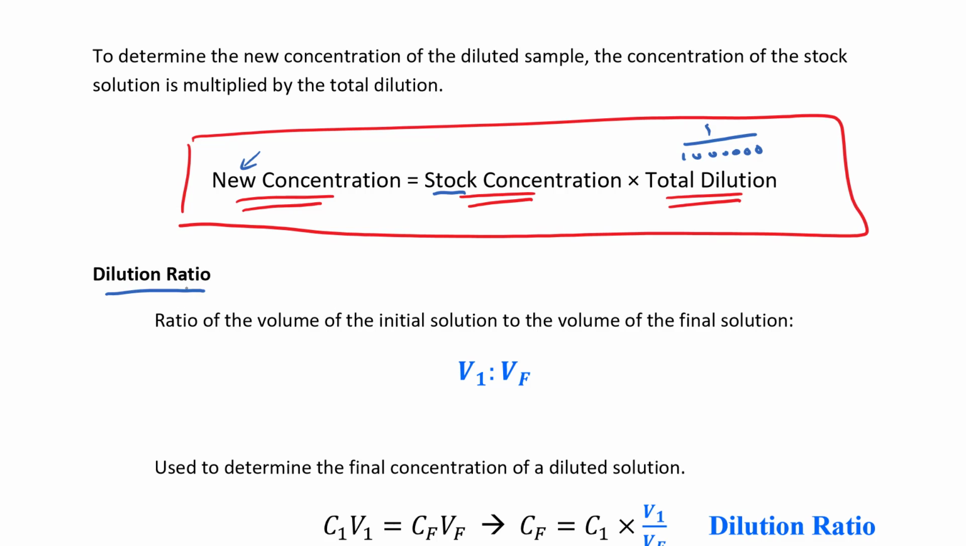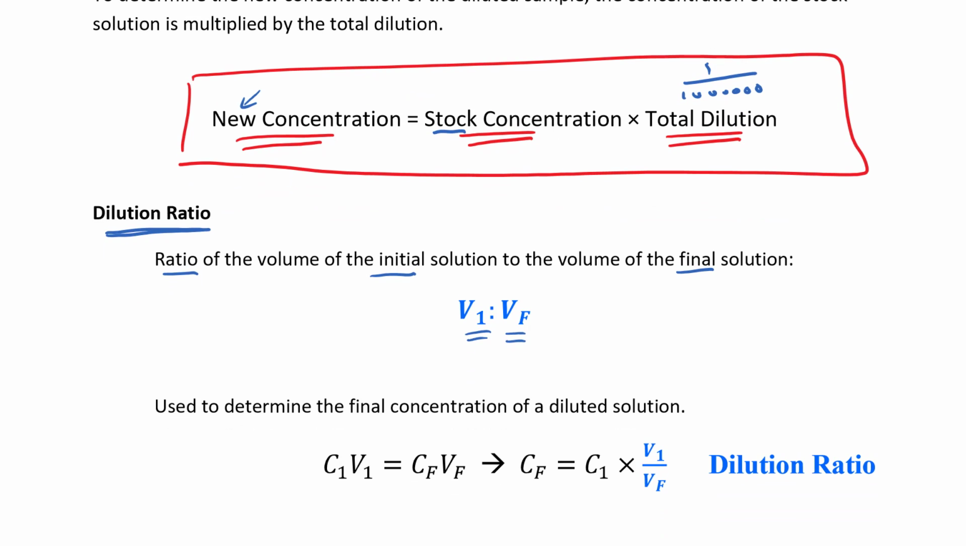I would now like to introduce the concept of your dilution ratio. This is a ratio between the initial solution and your final solution. V1 compared to VF. Notice we can build this formula by rearranging our dilution formula. We want to know the new concentration. We have the initial concentration. Here I have to multiply by my total dilution. This total dilution is referred to as my dilution ratio. And you can see I just rearranged the equation.